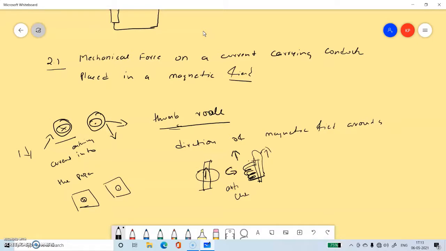When the current in the conductor is going in the downward direction, the magnetic field will be in the clockwise direction. Just place the thumb downside and encircle the fingers like this. So whenever current is flowing downward, the magnetic field direction will be clockwise. You just have to remember. These are the basics.